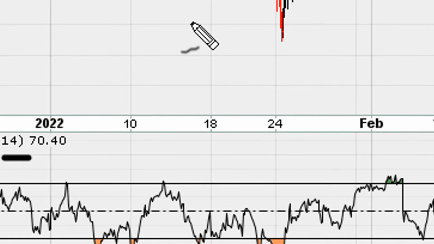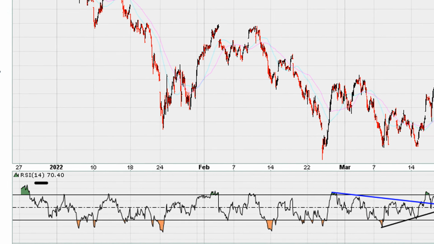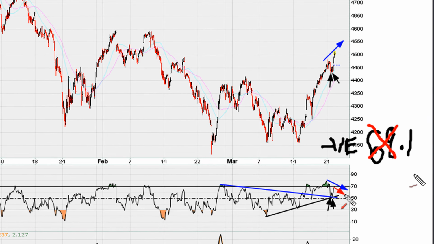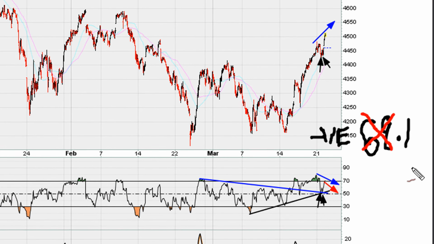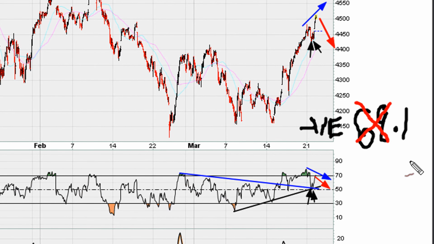Right now, the RSI is at 70.40. But I would be looking for a rejection, more so if the RSI is rejected back below 69.1, then there would be a day trade or a scalping situation for a pullback on the way down.